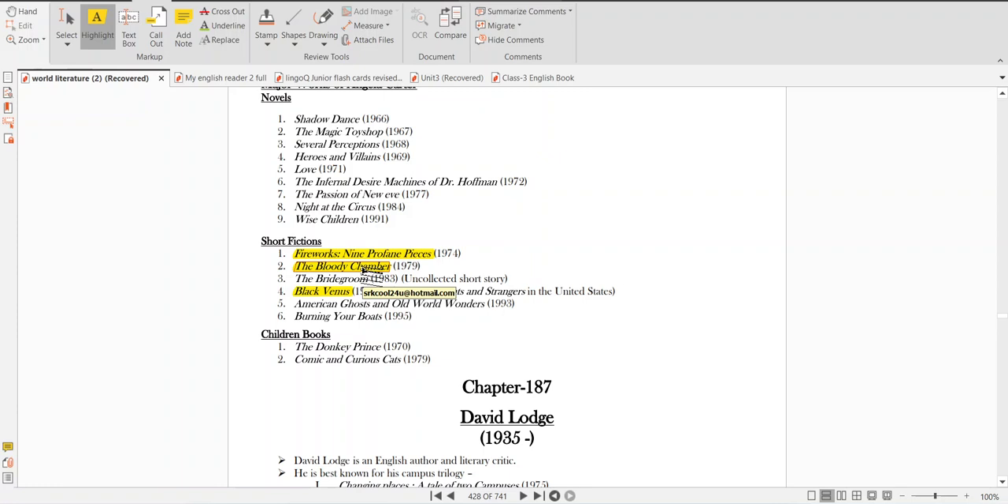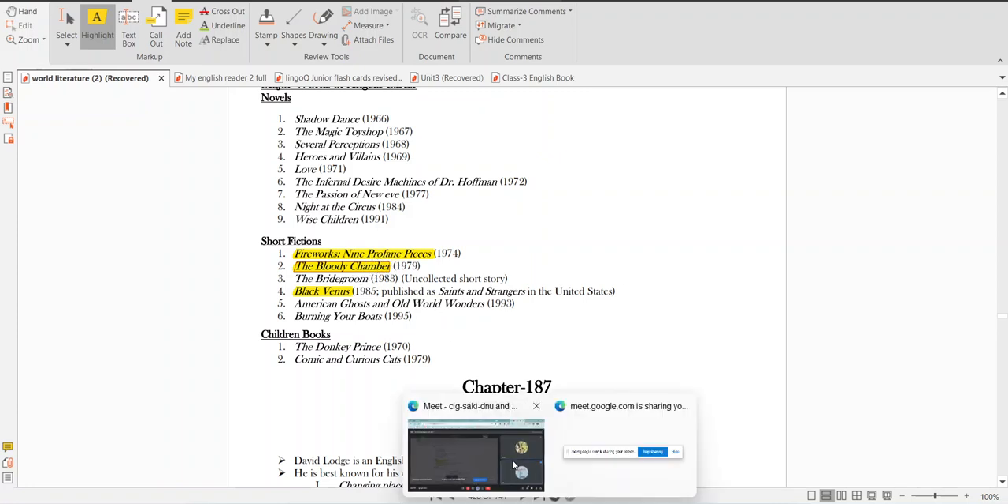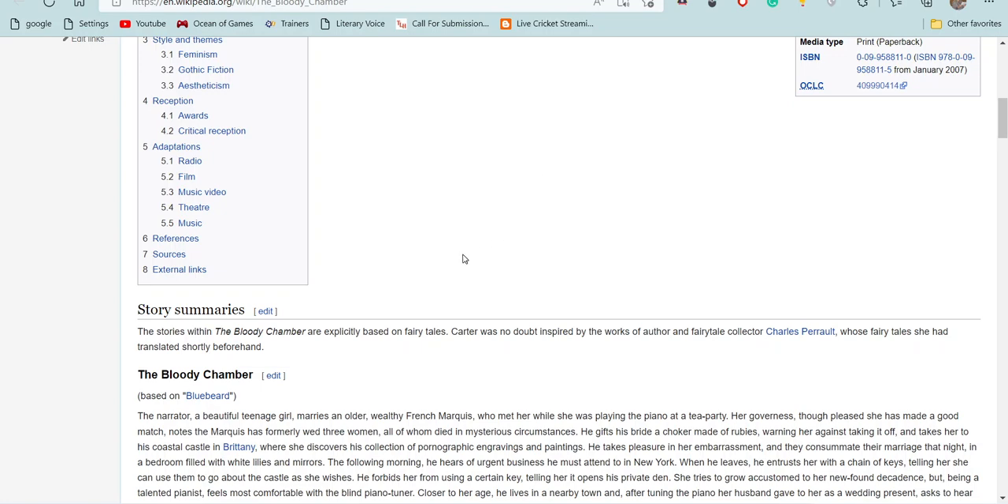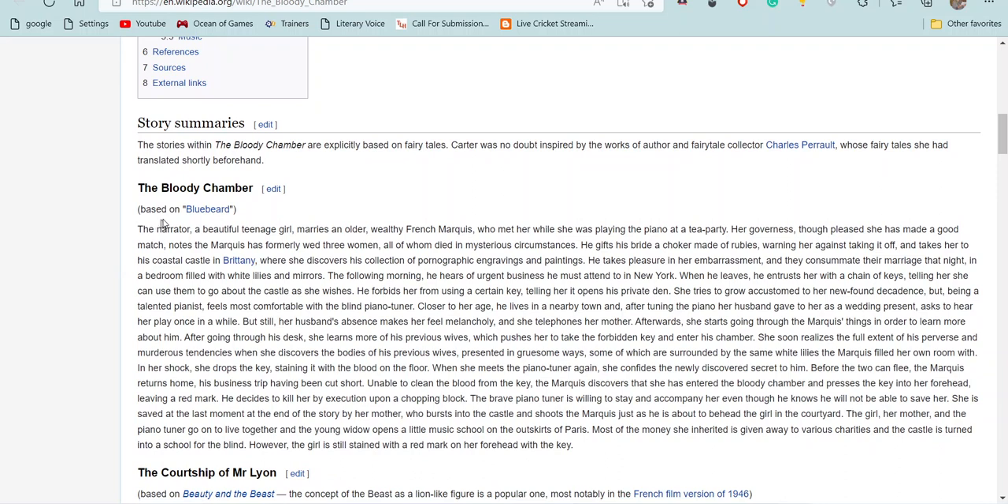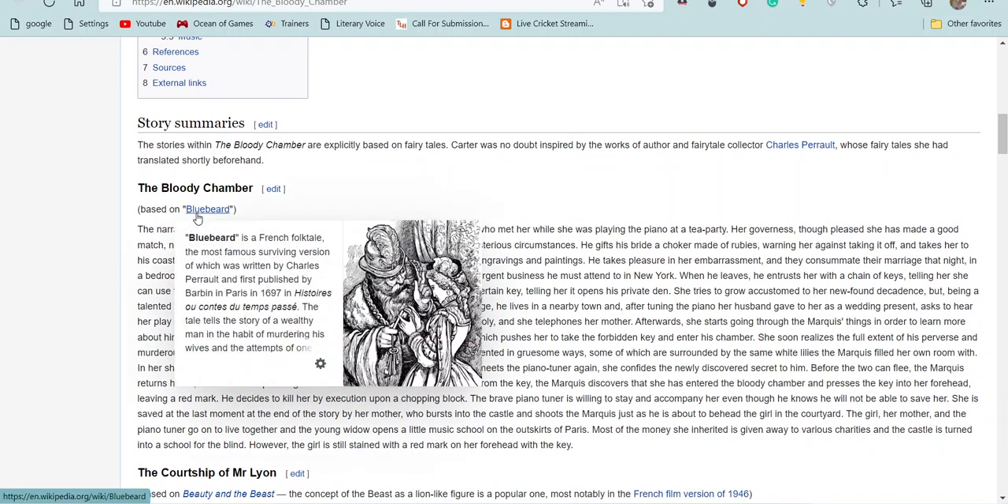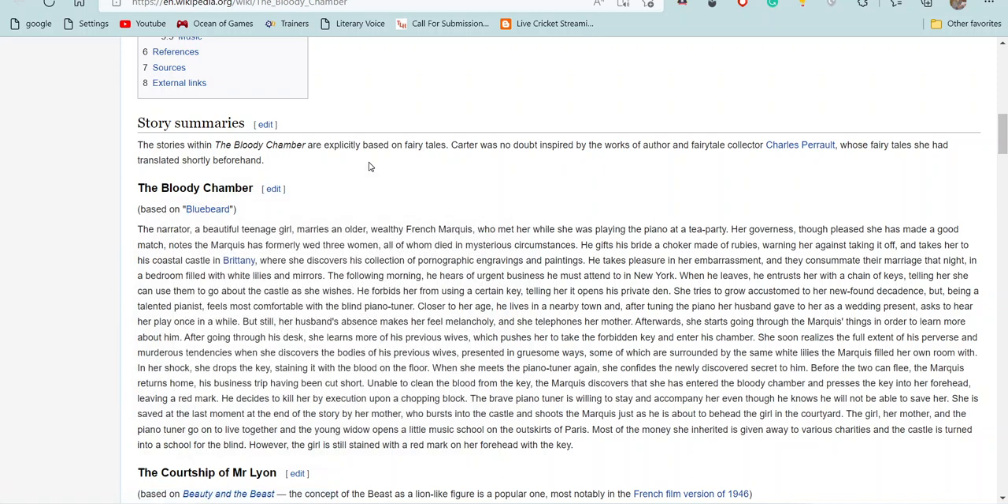Because this Bloody Chamber is actually a feminist retelling of the Bluebeard tale. This is important information. It is based on Bluebeard, and Bluebeard is a French folk tale. So do remember, it is based on the Bluebeard tale. On the basis of that, she has written this particular story, The Bloody Chamber.